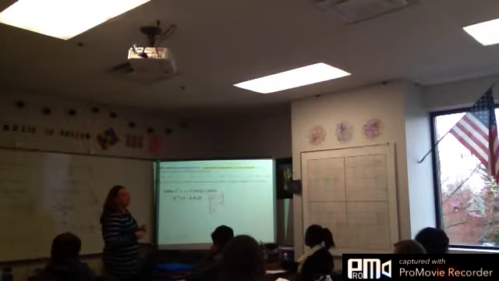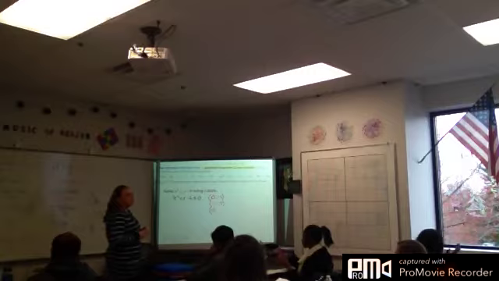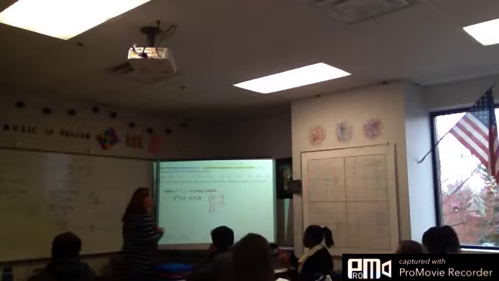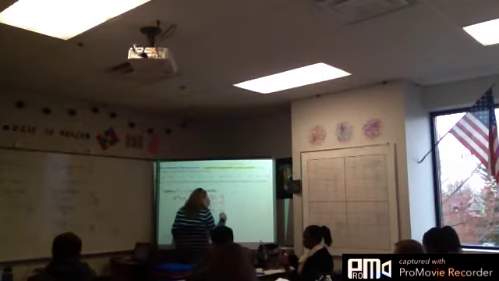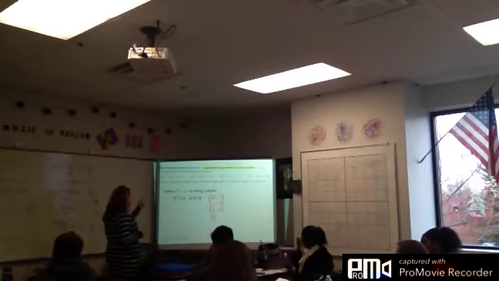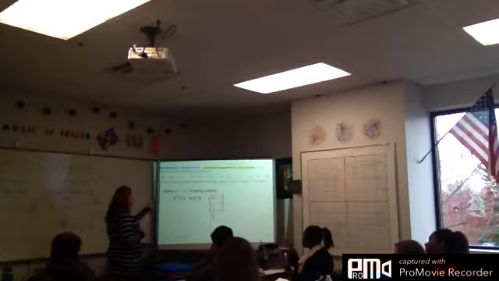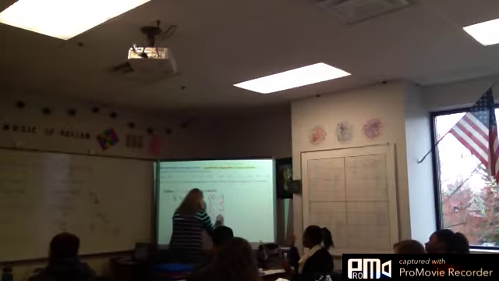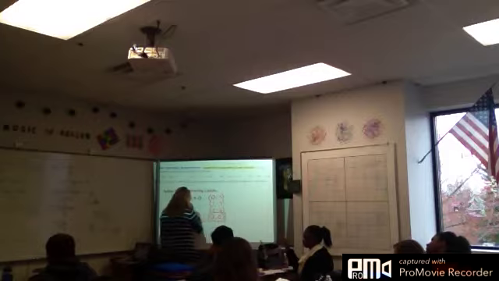Plug in a -1, what do you get? 4. -6. Plug in a 2, Alex, what do you get? You get 0. Because 2 squared is 4, and then plus 2, so I get 0. So this is one of the ones we were looking for.